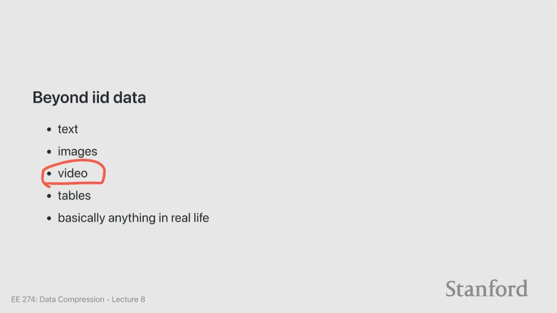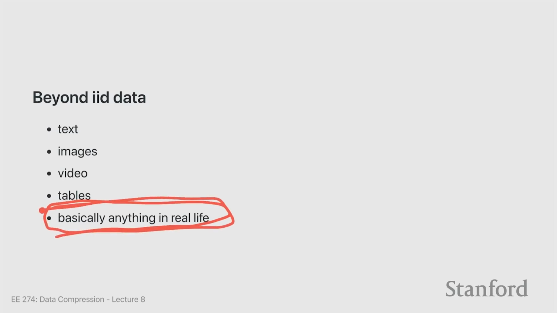If you think of video, it's also, right, like nearby frames. Like even if there is motion, there is a slow motion. So nearby frames look very similar. So again, there is some dependence. Tables and anything in real life, everything is non-IID. Very rarely do you get from nature or from real life a thing that's IID. Okay. Any questions on the motivation part?